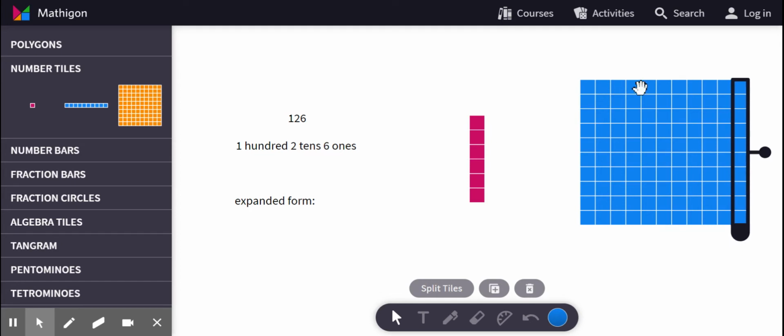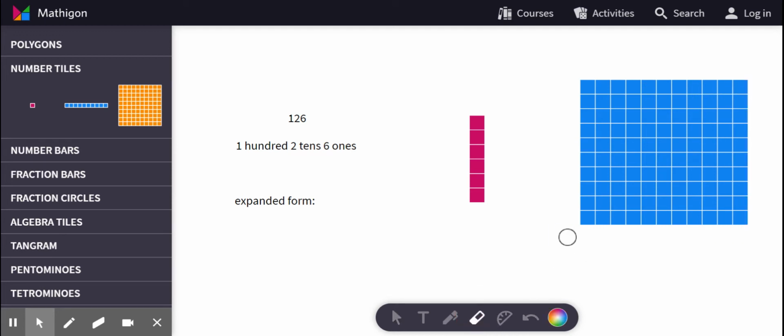Let's make sure. 1, 2, 3, 4, 5, 6, 7, 8, 9, 10. I thought we had an extra one. Okay. 1, 2, 3, 4, 5, 6, 7, 8. Okay. So this is 10 tens put together. That took a long time to do, though.